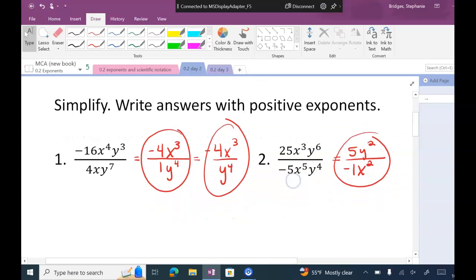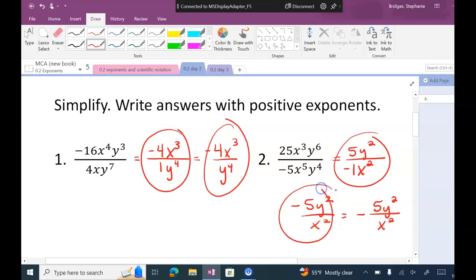You can also write it as negative 5y squared over x squared. You could also write it with a negative even with a fraction bar. Okay, it doesn't really matter, as long as you have a negative, you have a 5 at the top, a y squared at the top, and an x squared at the top. All of those mean basically the same thing. They just look a little different.